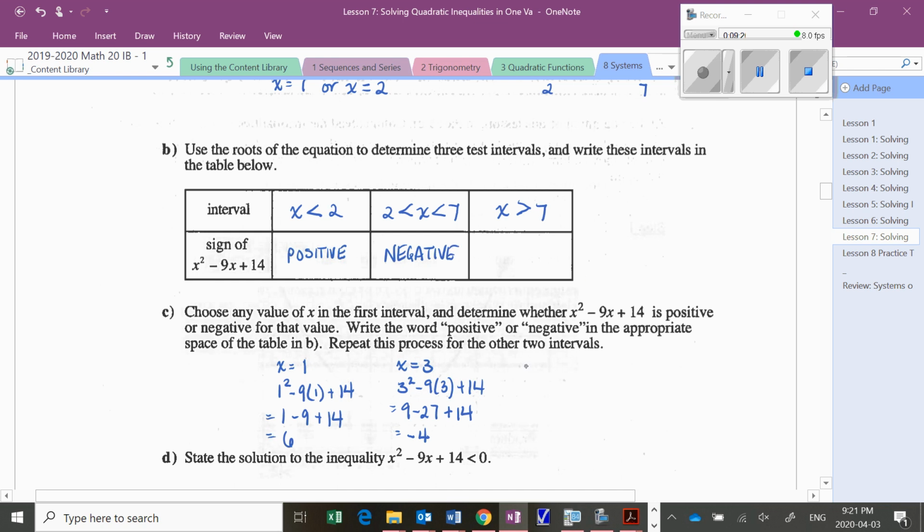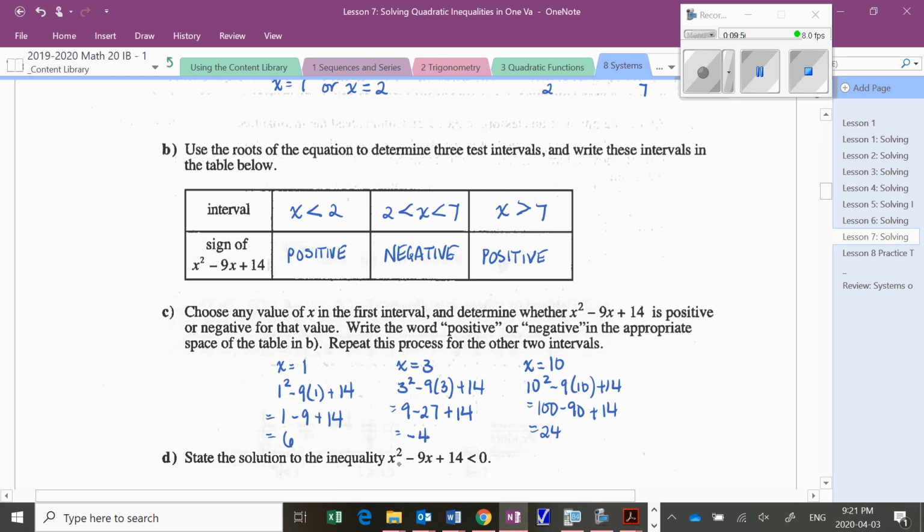And for x greater than 7, perhaps we pick x equals, I don't know, let's just go for 10. And so we've got 10 squared minus 9 times 10 plus 14, and 100 minus 90 is 10, plus 14 is 24, which, no surprise hopefully, is going to be positive.